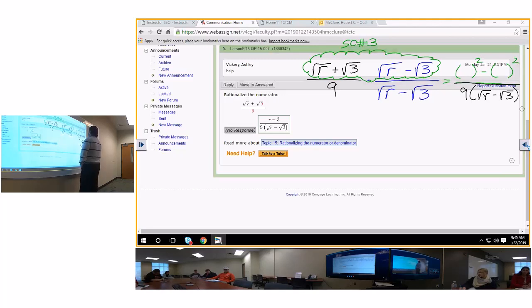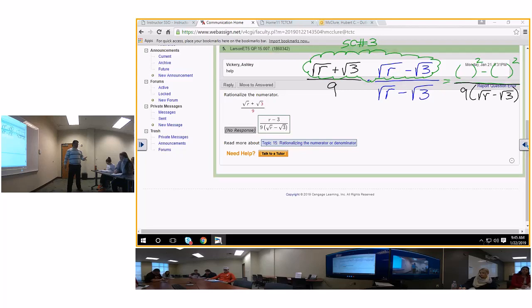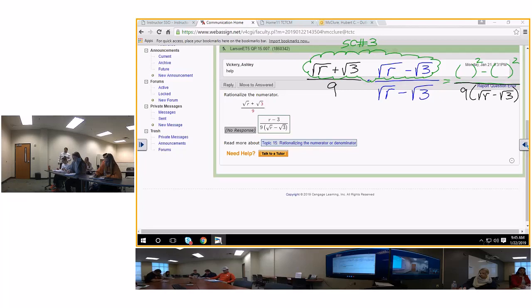Do we care about the denominator here? No. Because the instructions tell you to rationalize the what? The numerator. So we care less about the denominator. So finish it out. Stick in that square root of r in that parentheses and stick in the square root of 3 and then do your pre-algebra or your algebra 1.